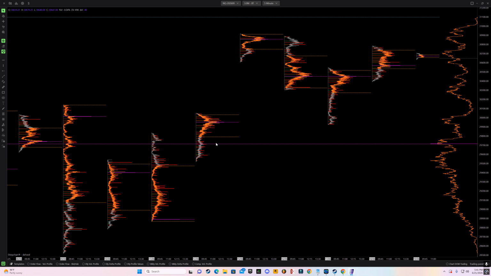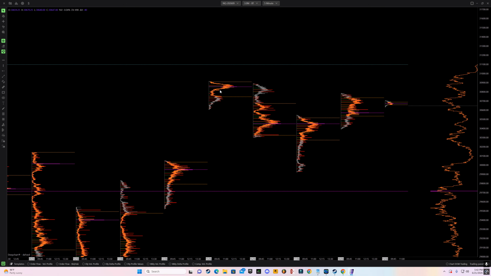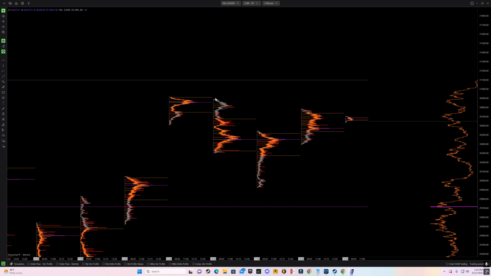So when we have the value going up, look at this point of control. We had point of control over here, and then on the next day, we had point of control higher than this day. So our bias for this day is going to be bullish. And then look at this. On this day, the point of control and the entire value is below the value of this day. So our bias for this day is going to be bearish.